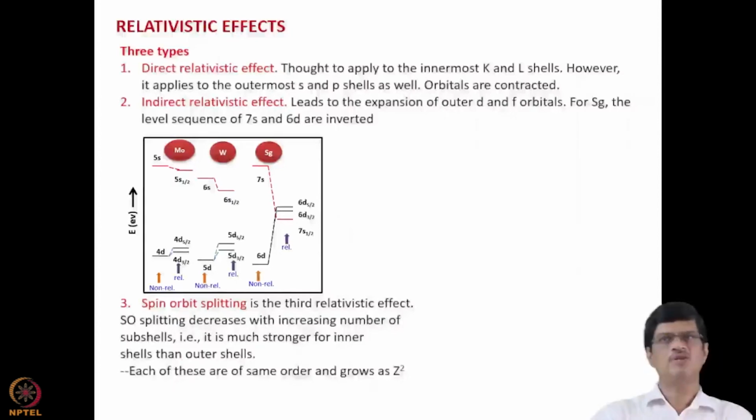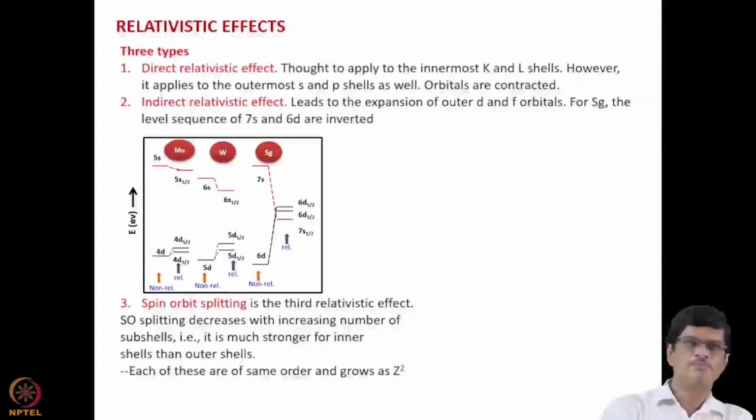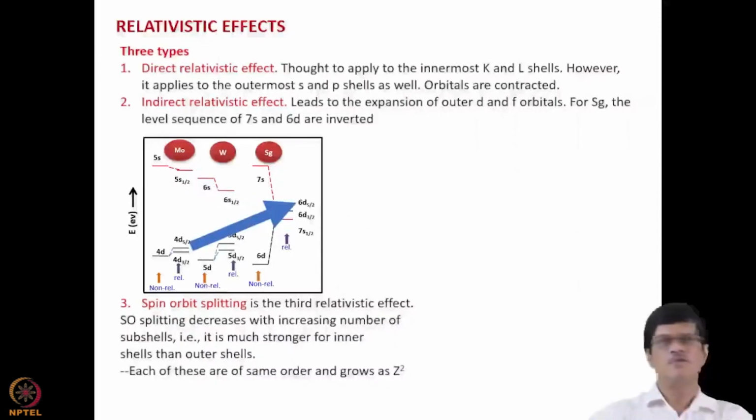So for seaborgium, the level sequence of 7s and 6d is inverted. I have shown here a picture where these energy levels are given, and you can see that for seaborgium there is really a reversal, with the 7s falling below the 6d levels. So this is how these relativistic effects become important, which decides the chemistry of the transactinides.